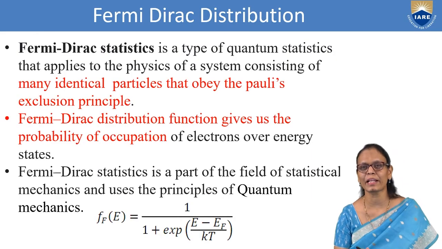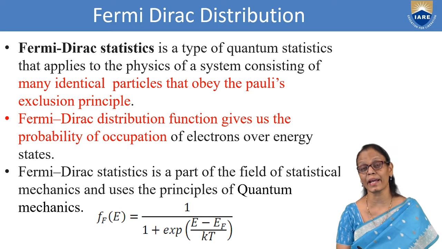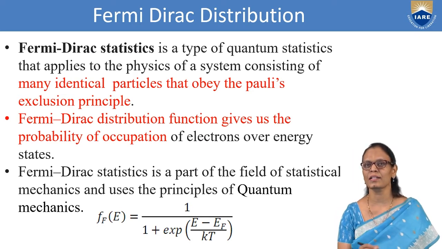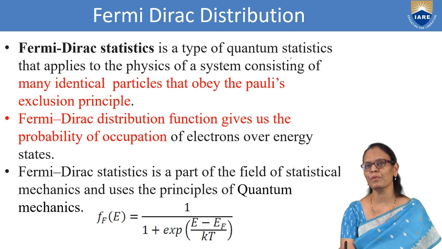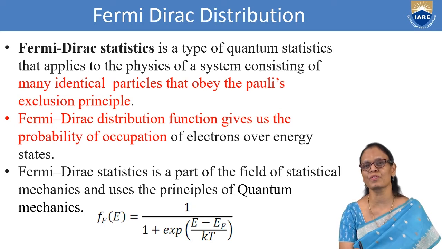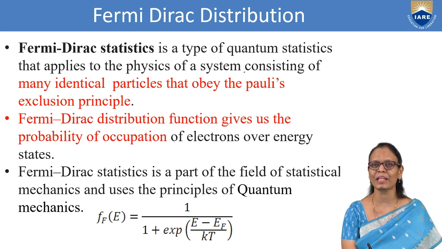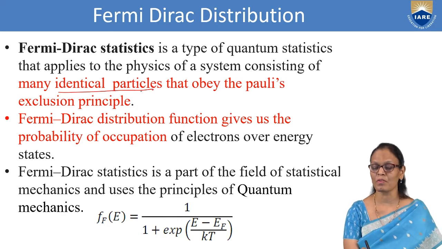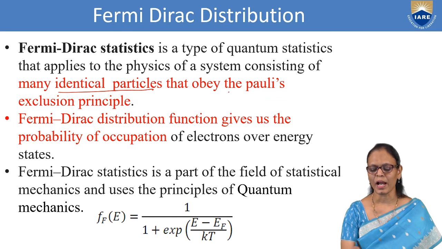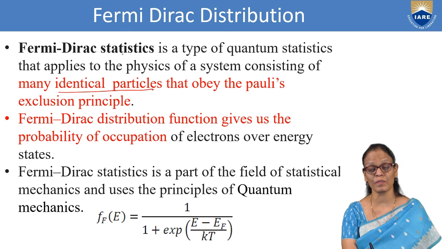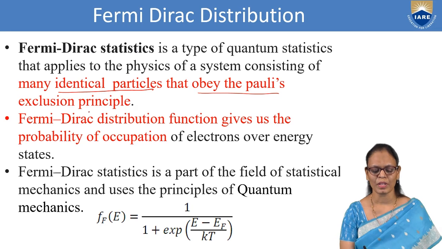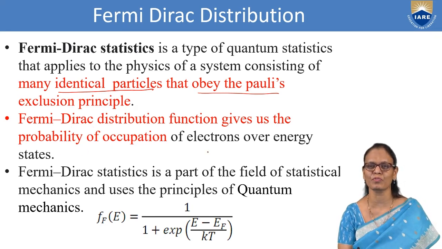Now coming to the Fermi-Dirac statistics, how does this help us in calculating the density or the charge carrier concentration? It is a type of quantum statistics that applies to the physics of a system consisting of many identical particles. Our particles here are electrons and they obey the Pauli's exclusion principle. Actually, this Fermi-Dirac statistics is given for fermions that obey the Pauli's exclusion principle. So now the Fermi-Dirac distribution function gives us the probability of occupation of electrons over a given energy state.